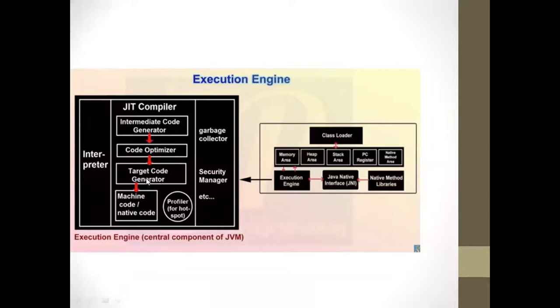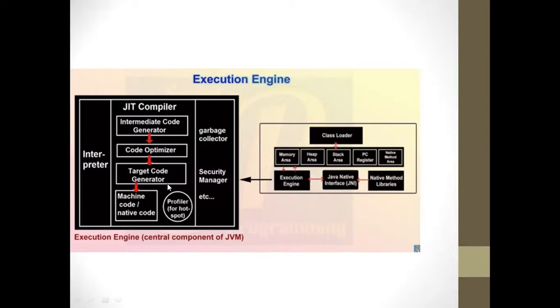Whatever the requirement of that particular program is, it will be fulfilled here. That is the target code generator, and finally we get the machine code or the native code. We can also use profilers or hotspot. Basically, this execution engine defines how the main execution will be done. So what is the meaning of profiler here?